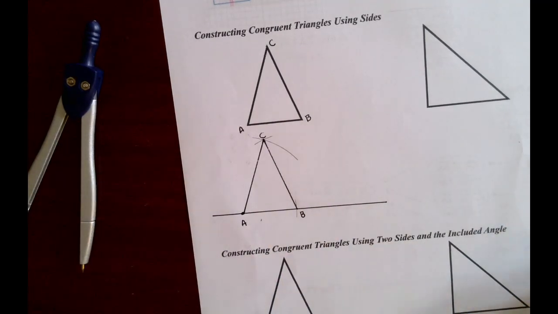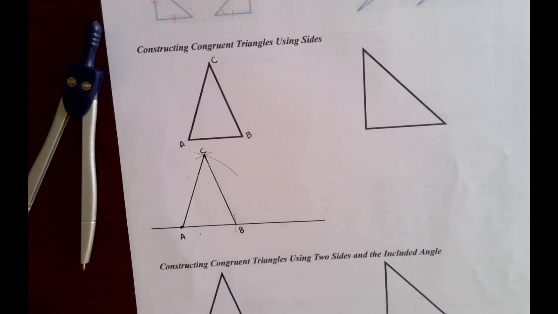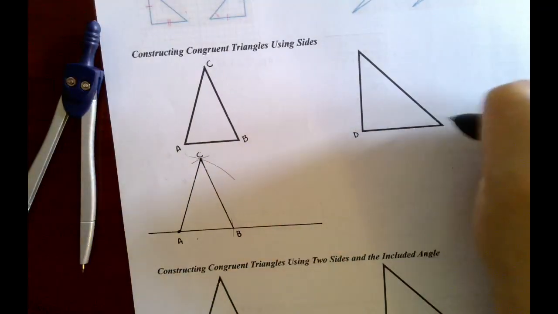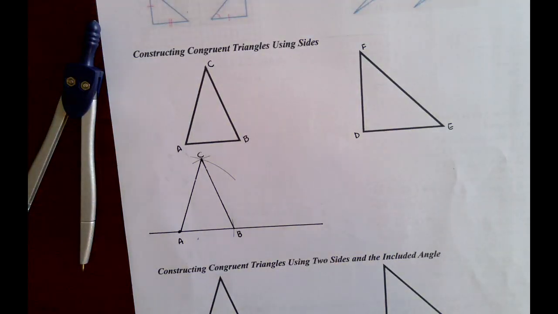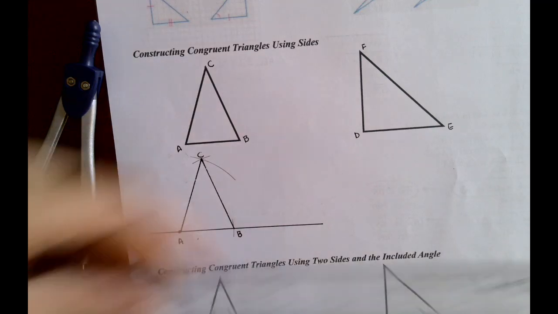Okay, so then let's try this again, constructing it using sides. So again, I'm just going to label them so it makes it easier for me, D, E, F. Okay, I'm going to start by drawing a line.